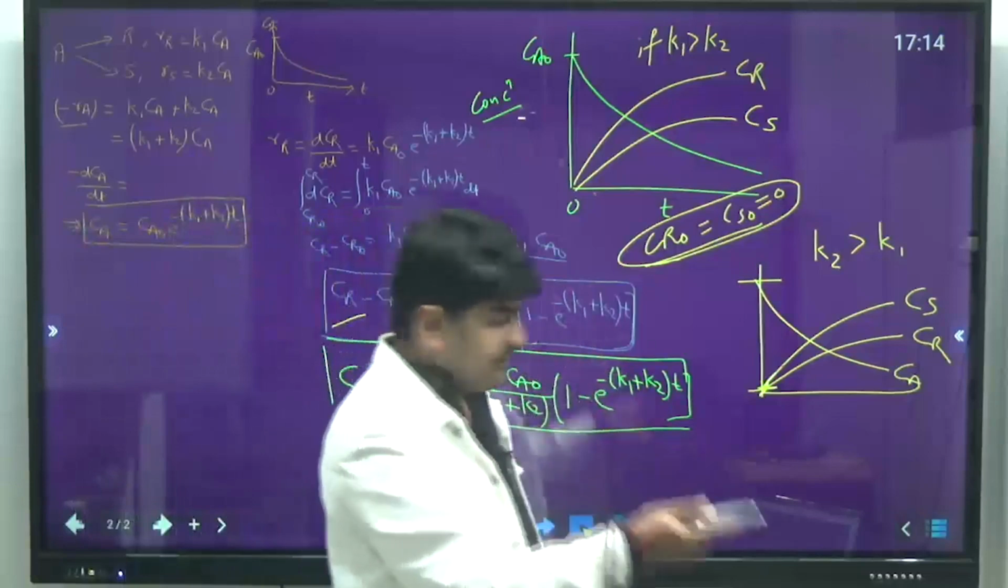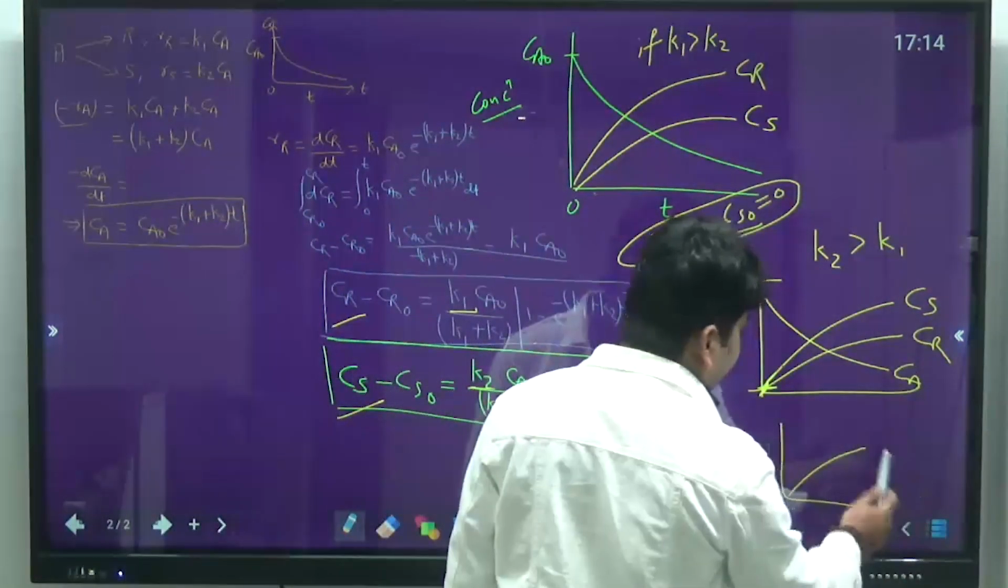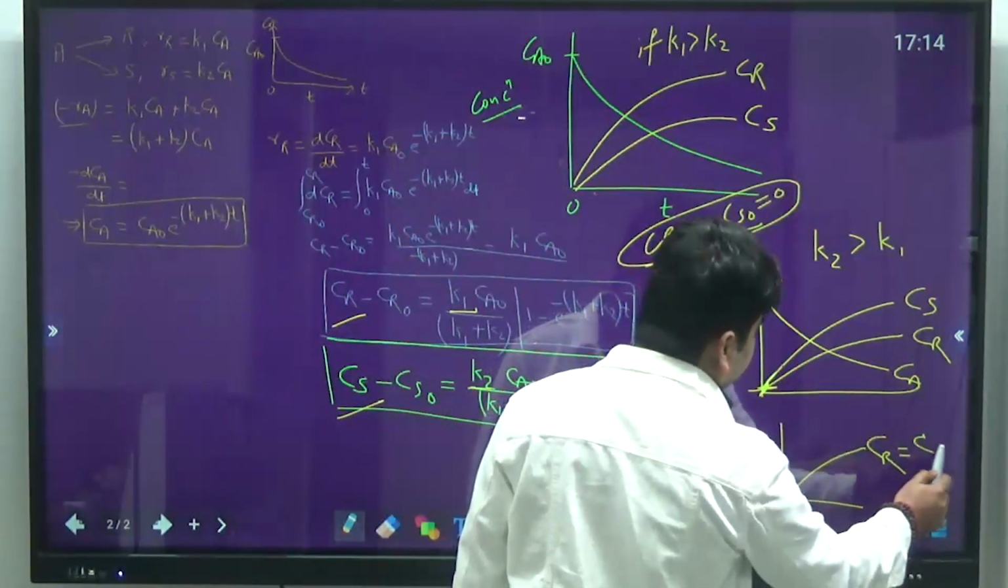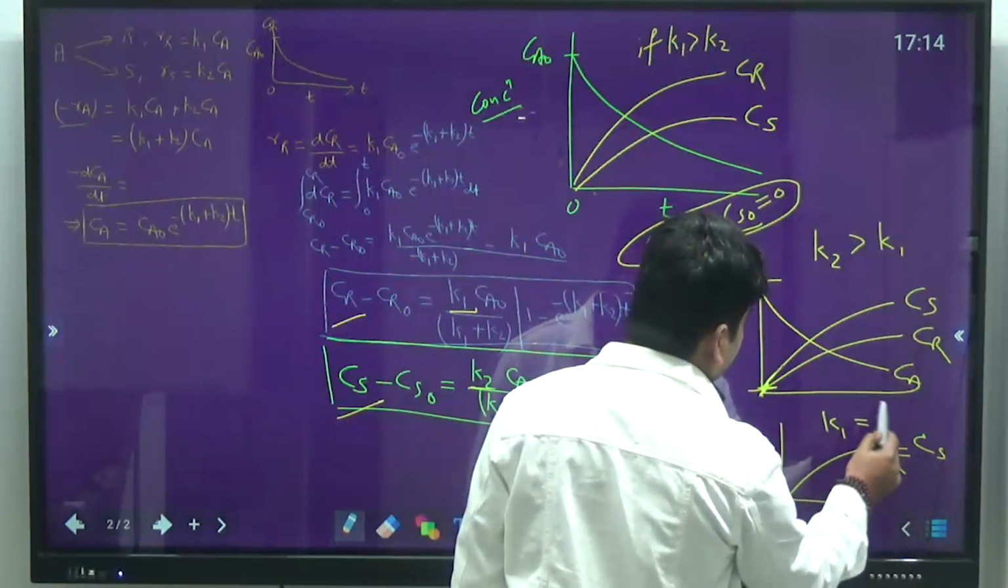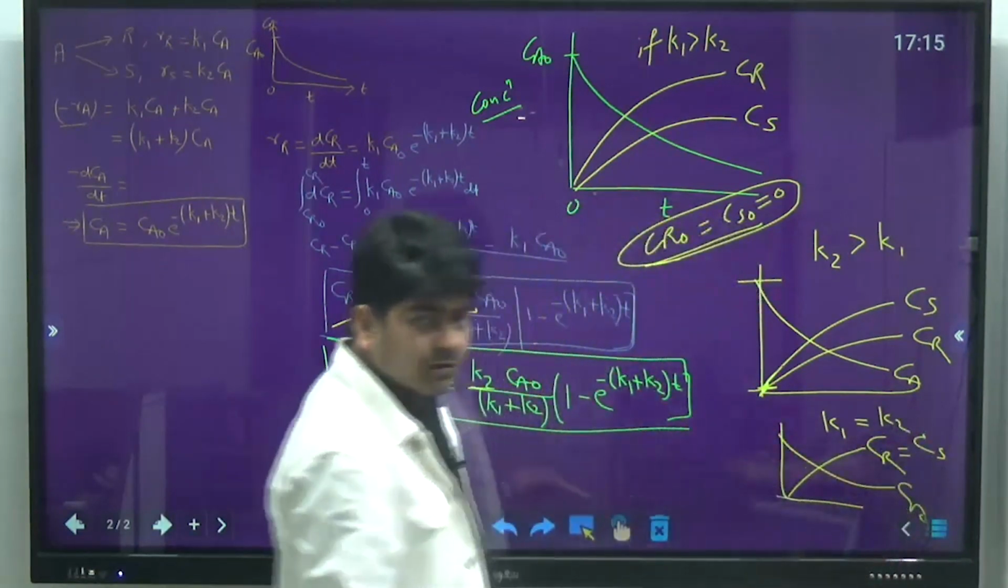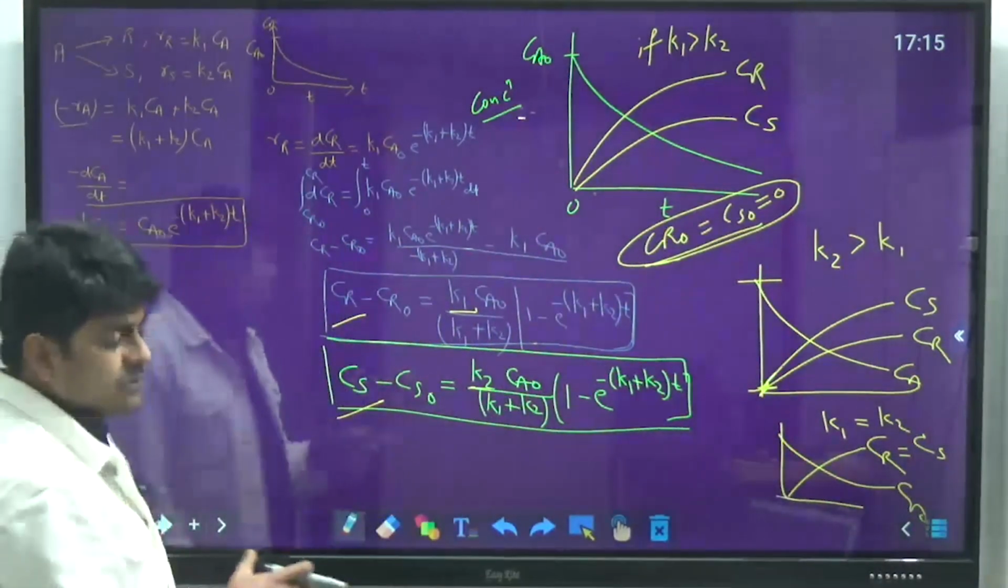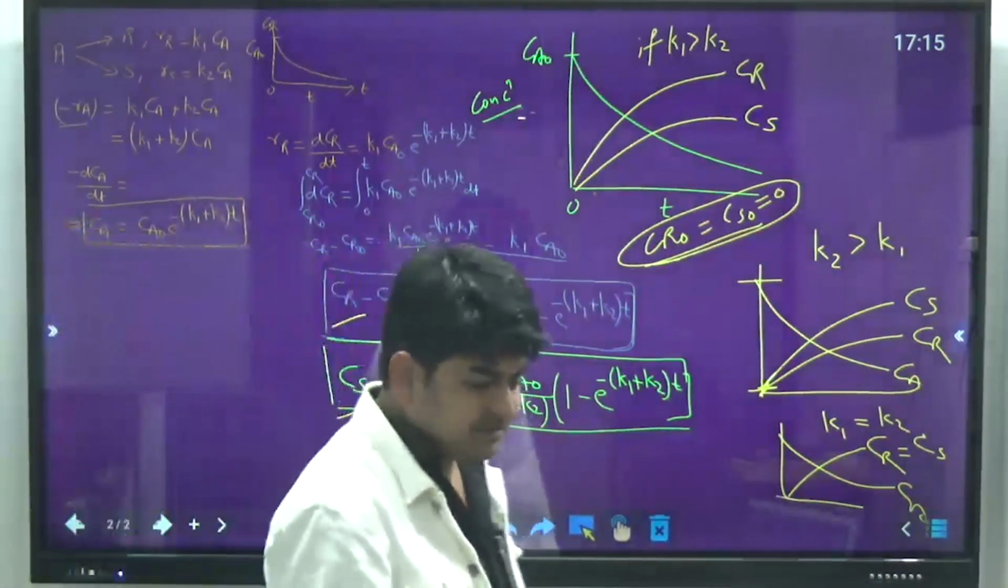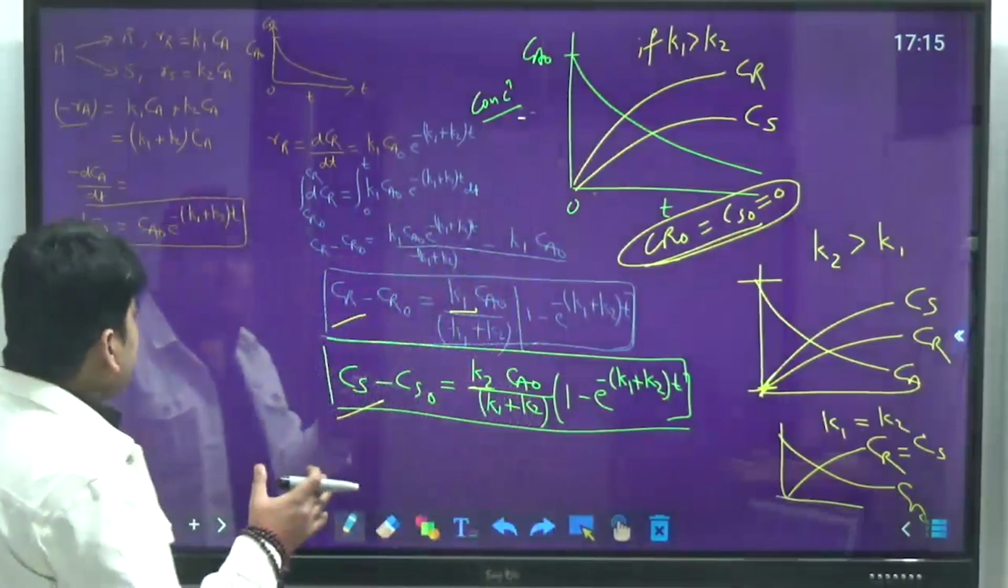And if K1 and K2 both are the same, then Cr and Cs will be the same, and the curve will be like this only, where Cr equals Cs as K1 is equal to K2, and this is Ca. I hope it is clear to you. This is the kinetic equation of the parallel reaction system.